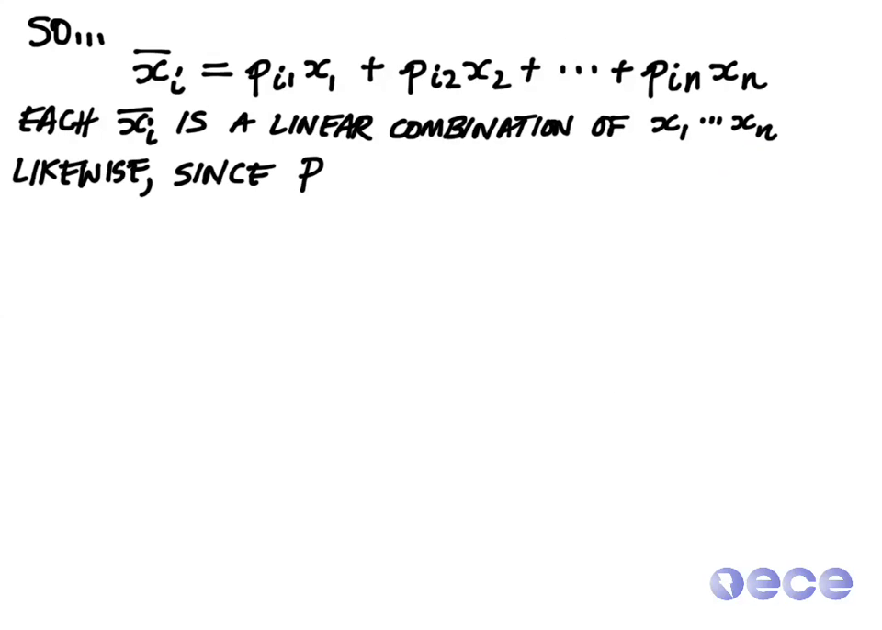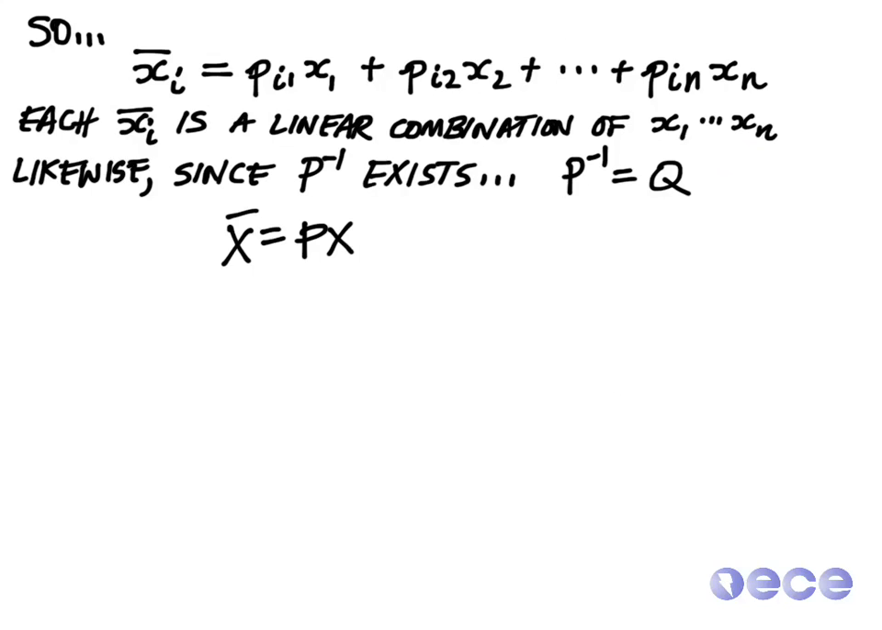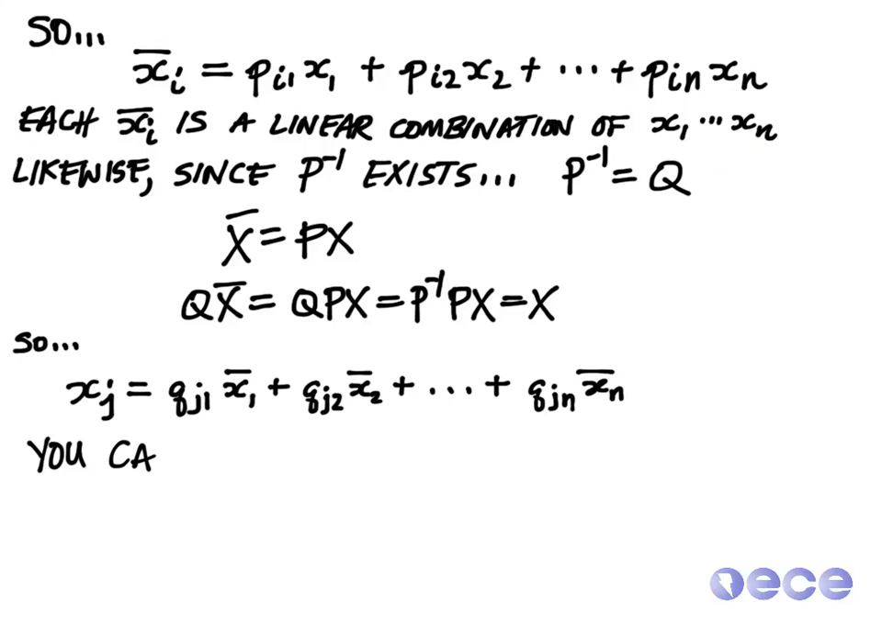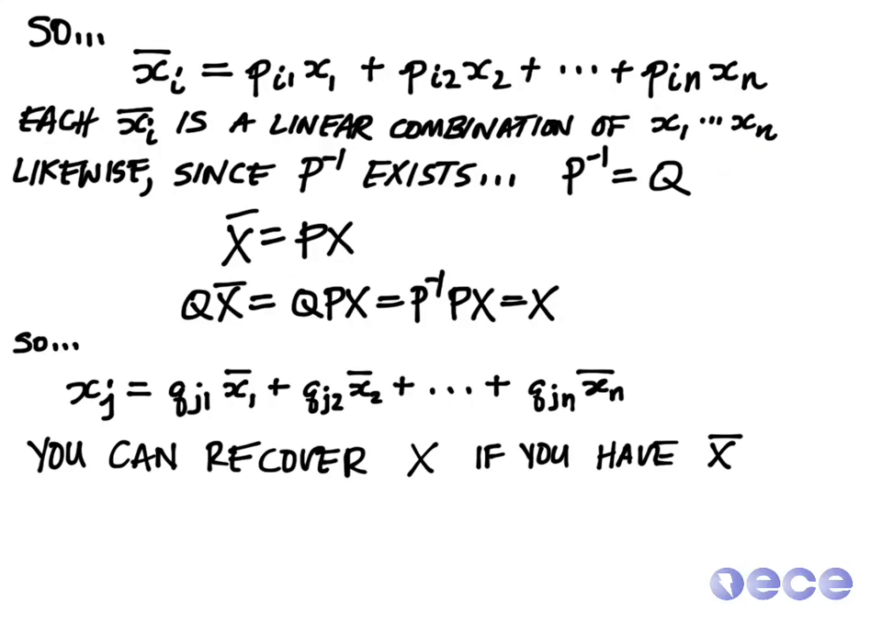Likewise, we could define some matrix Q, which is equal to P inverse, and therefore we can write that Q times x bar is equal to Q times P times x. But since Q is equal to P inverse, this tells us that we can recover x by pre-multiplying x bar by Q. So this gives us the same thing: each xj, each of our original states, is a linear combination of the x bar states.